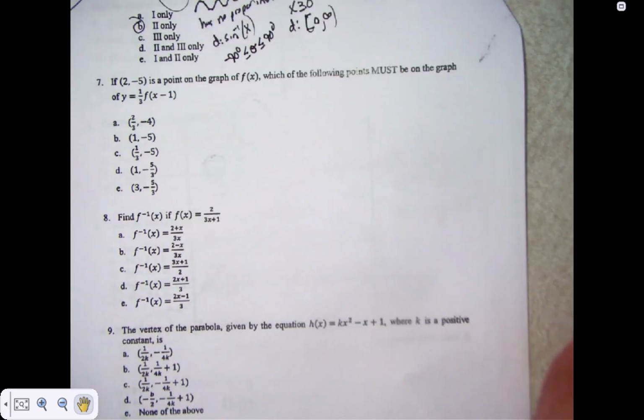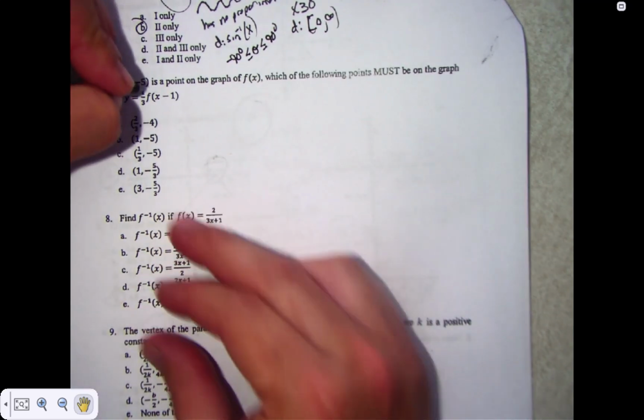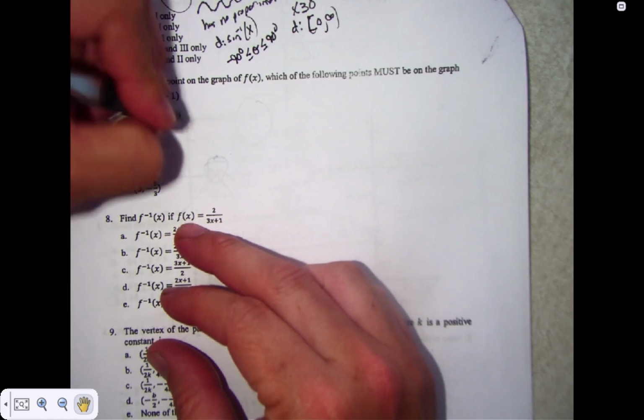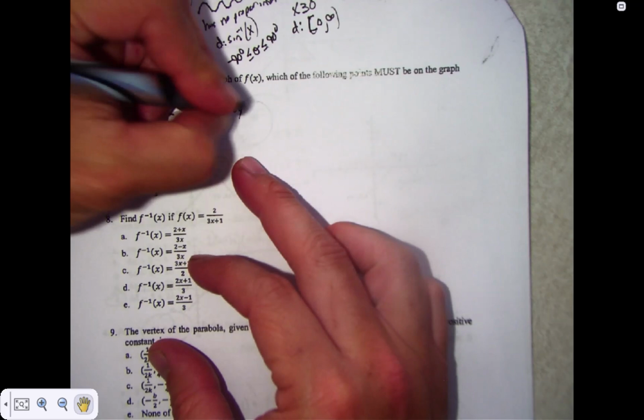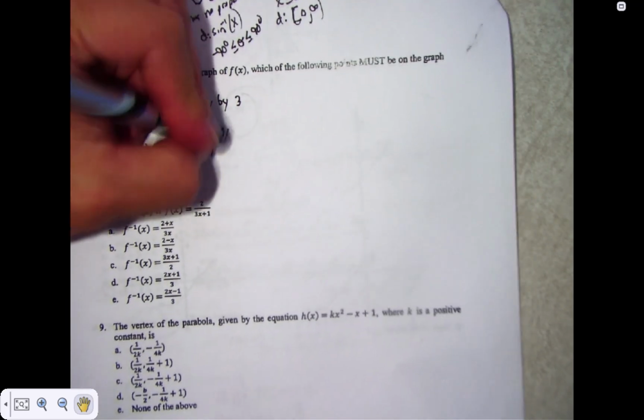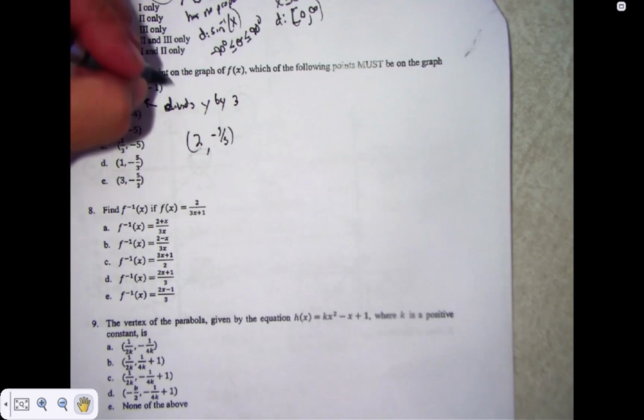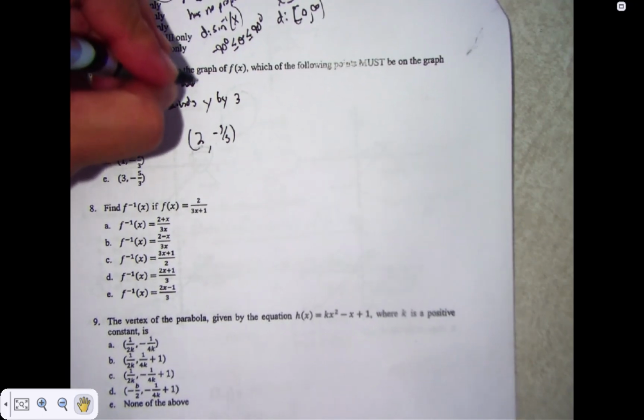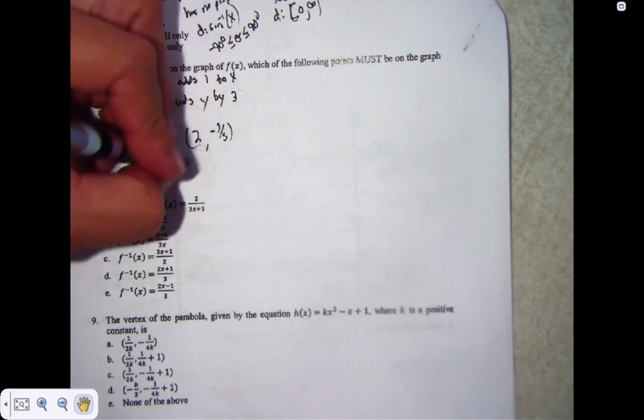What do we got next? If (2, negative 5) is a point on the graph of f of x, which of the following points must be on the graph of 1/3 f of x minus 1? Sorry, 1/3. Let's do this first. This divides y by 3. So we're going to take our point and divide the y value by 3. This adds 1 to x: (3, negative 5/3). Choice E.